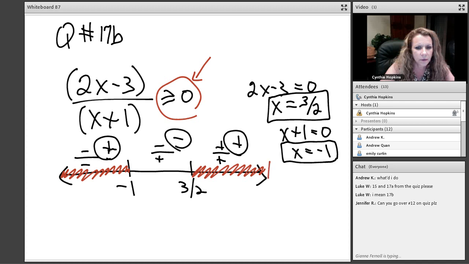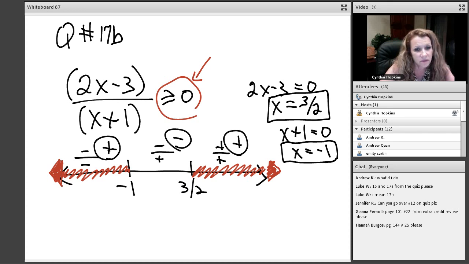Okay, I'm going to put an arrow here because it goes on forever, and an arrow here. I know there was already an arrow on my number line, but that's not shaded in. So I want you to shade in to show me you know that this goes on forever. Okay, and then I need to make a decision about my two critical values.